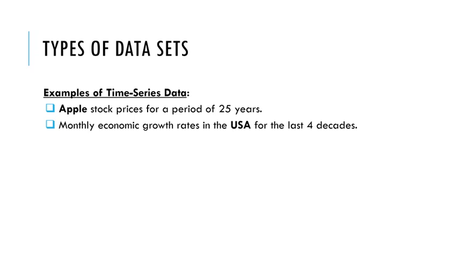So let's look at some examples of time series data. All right, Apple stock prices for a period of 25 years. Apple stock, that's one entity. I'm not comparing Apple and IBM and Dell and all those other computer companies, just Apple. And we're tracking it over time for 25 years. Or maybe we're looking at the monthly economic growth rates for the United States for the last 4 decades. I'm not comparing the USA to China or any other country. I'm simply looking at USA over time and asking, how do they look for the last 4 decades?